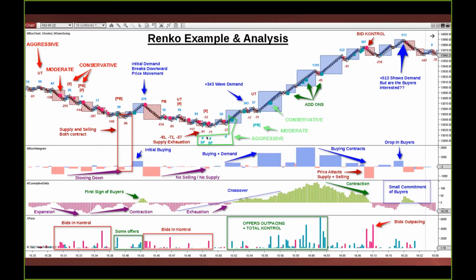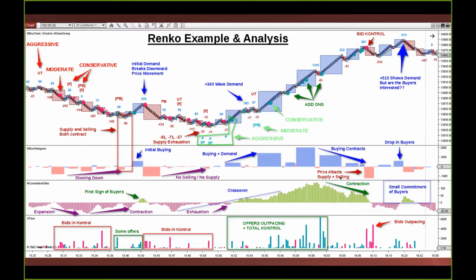This is our aggressive entry here with all these buy signals, right? Now we're getting control of the offers with the big dots. Plus 433, we see wave demand, okay? And we get a moderate entry here because we're just seeing more and more evidence, and conservative here, because now we overwhelmingly have buying, demand, and control of the offers. And these are just add-ons you could do. And it goes all the way up, all the way up, all the way up. And then guess what? You have a bid control here, big dot. Buying contracts.